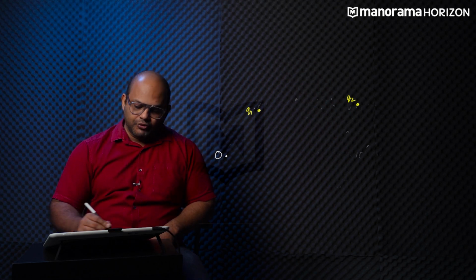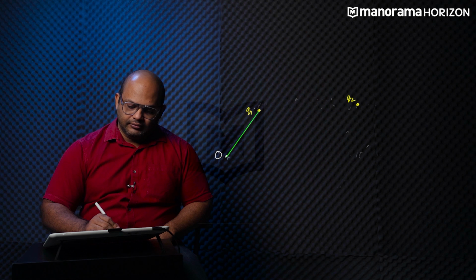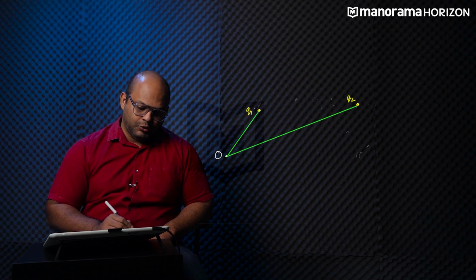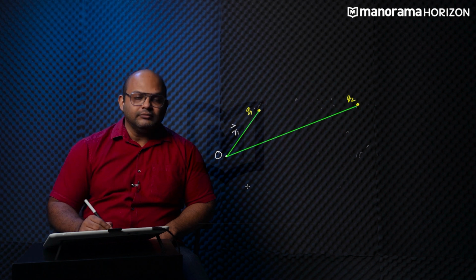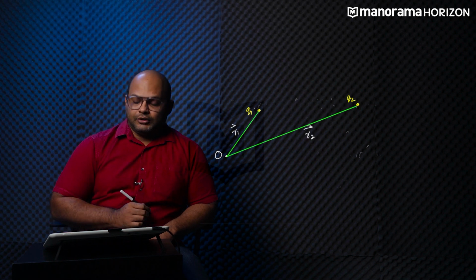Let's say that we have two charges placed at two points. So this is charge Q1 and this is charge Q2. And if we are dealing with vectors, we need to have some kind of a reference, some point of origin from which we can measure the distances or displacements of these charges. So let's consider this to be the point O. This is the origin of the coordinate system. And if we were to draw vectors from this point, I draw two vectors. Let this be vector R1 and this is vector R2.